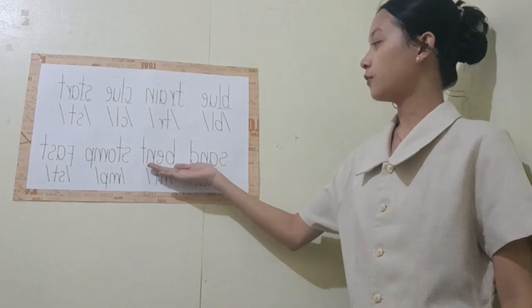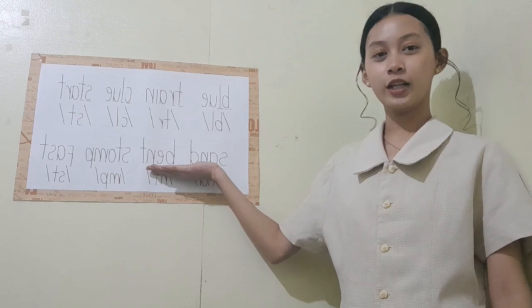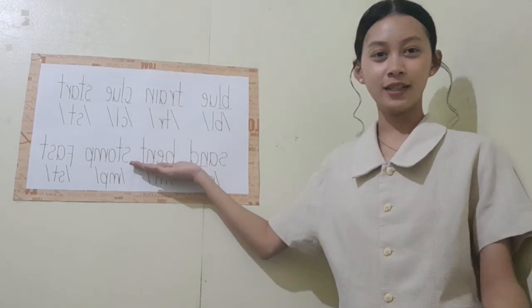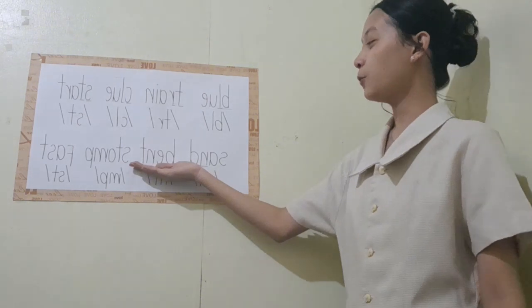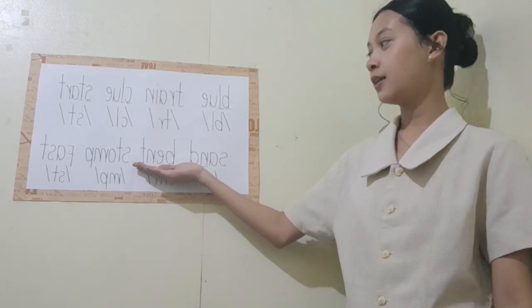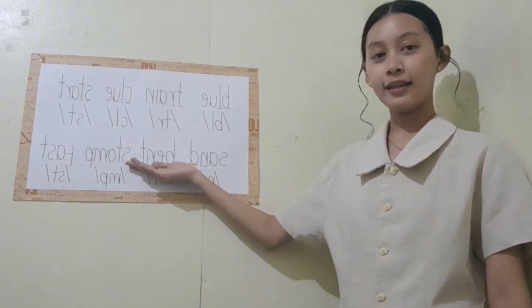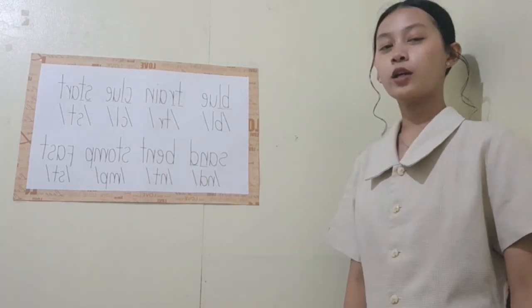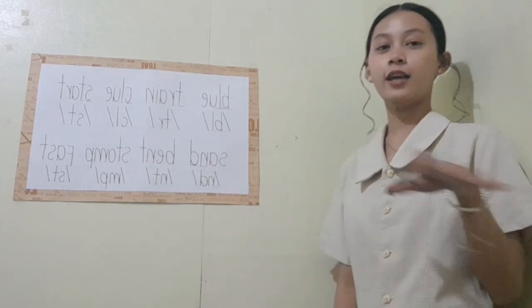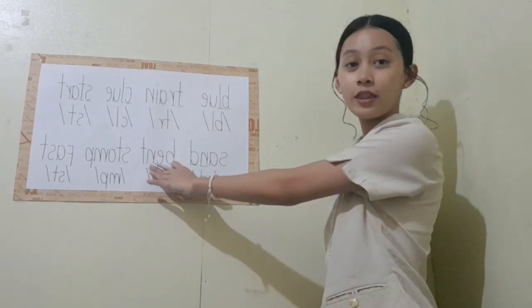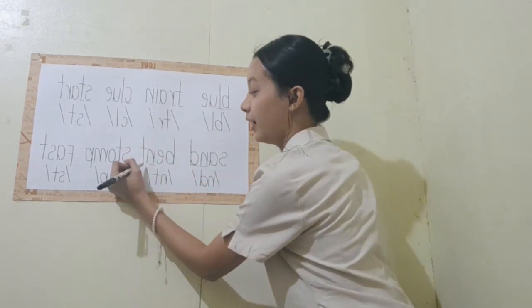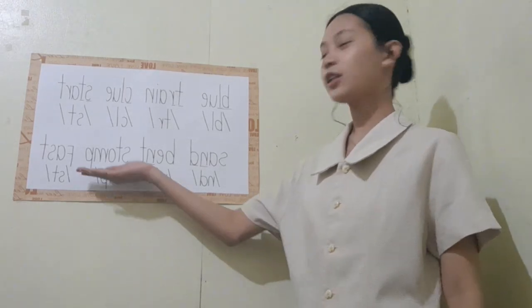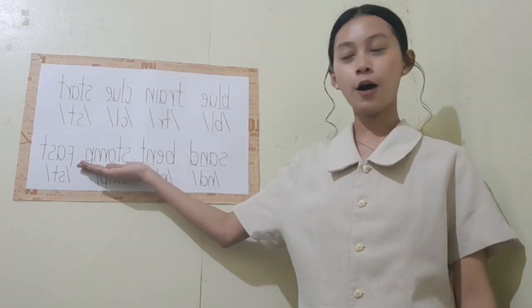Alright. And for our next word, we have the word bed. Very good. Can you spell it with me? So for bed, we have B, E, N, and T. So for the word bed, our consonant clusters is also at the end of it, in which the letter N and T. Very good. And for our next word, we have the stomp.